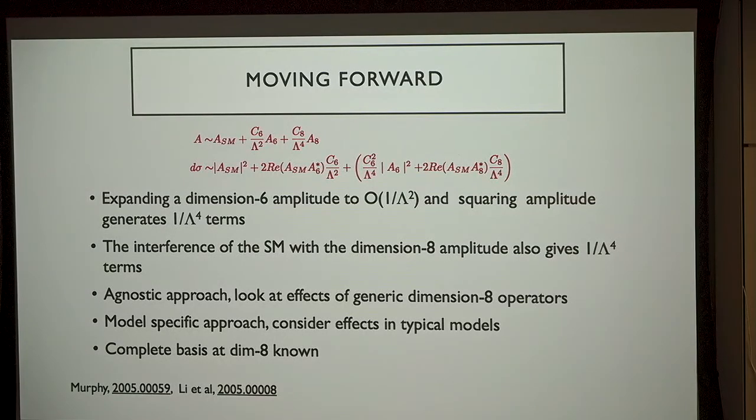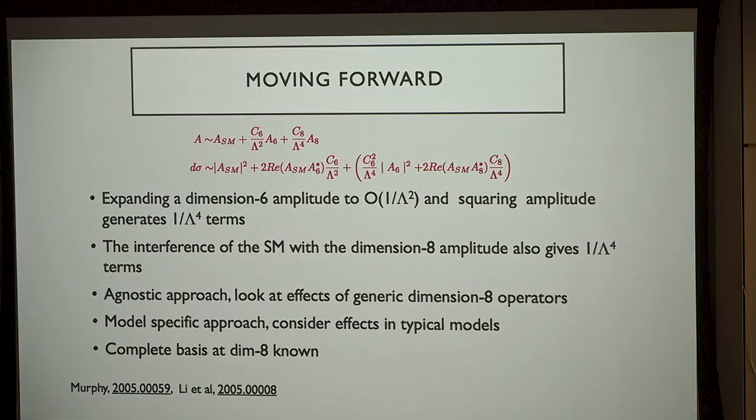Yeah? Maybe a quick follow-up to that then. Are we expecting this breakdown to move higher up in energy with the dimension 8 operators? Well, the question is, are we ever going to solve this problem? And the answer is that the dim 8 terms are 1 over lambda to the 4th, and the dim 6 terms are 1 over lambda squared.